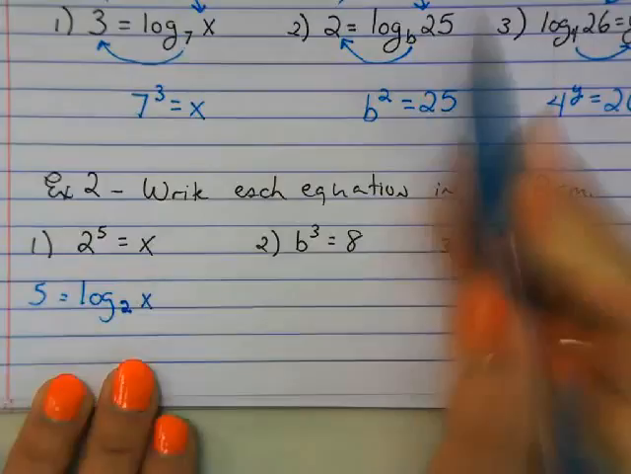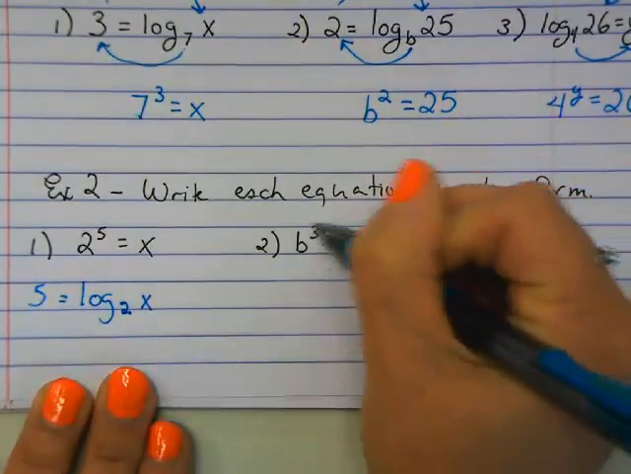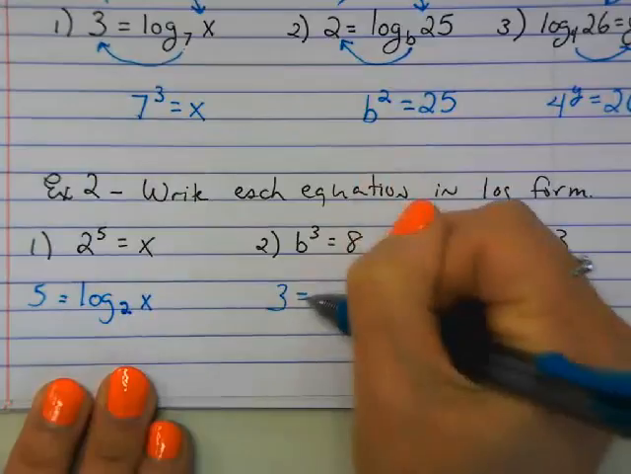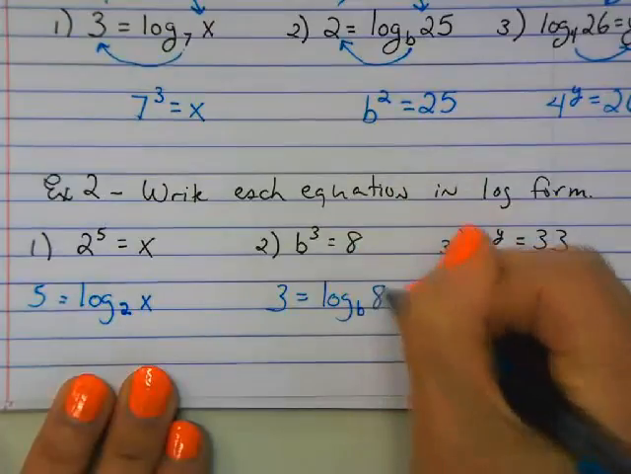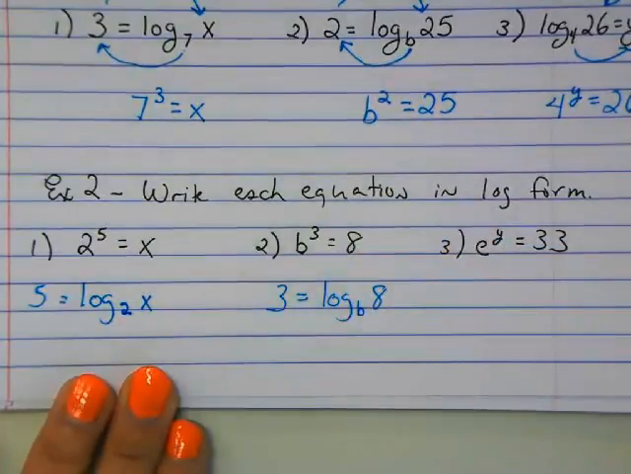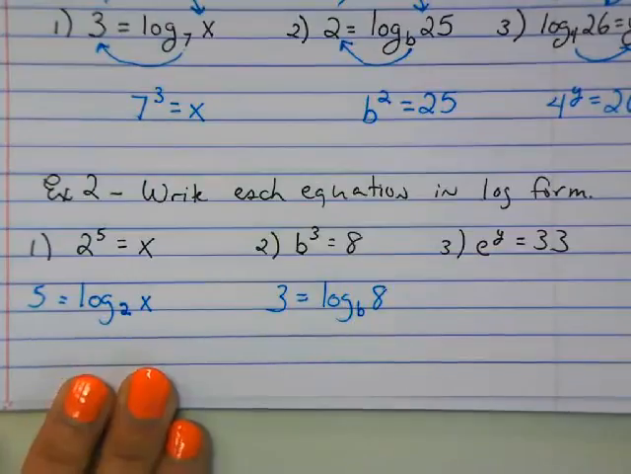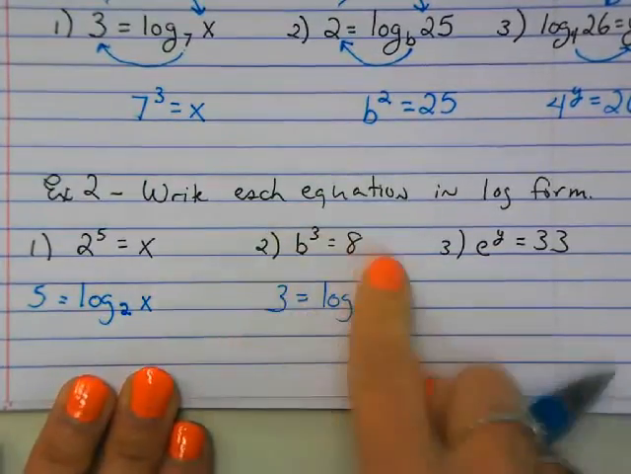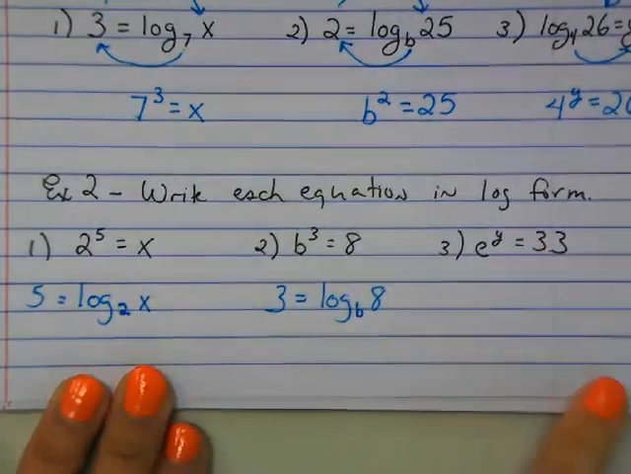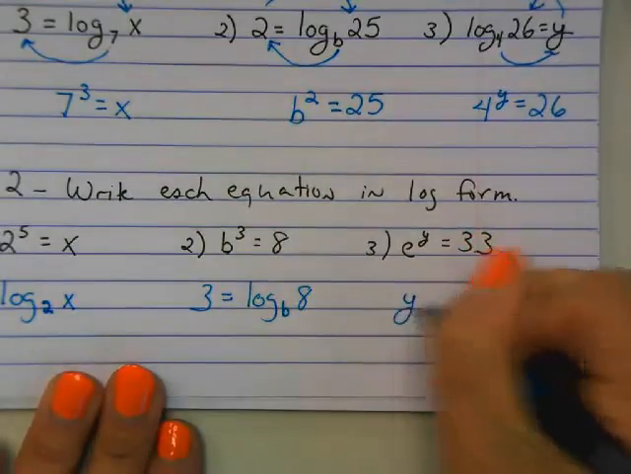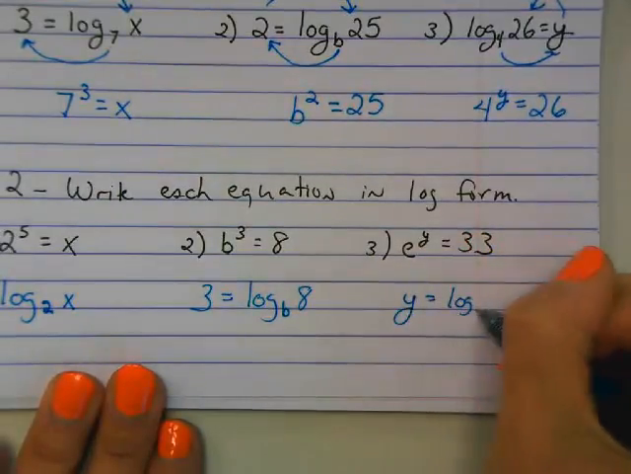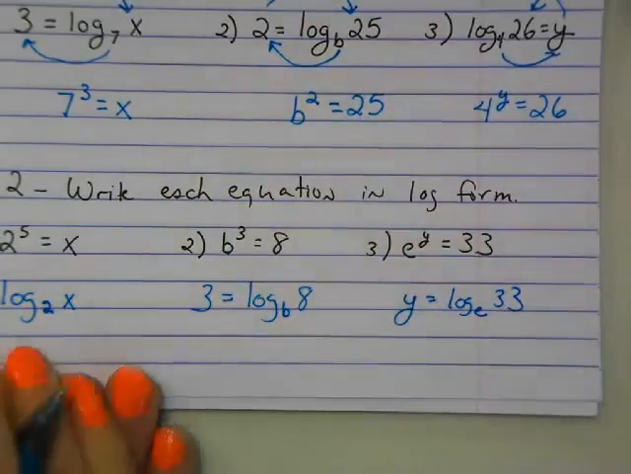Okay, so let's try number 2. Exponent goes alone. This b is my base. Now, if you ever want to check your work, if you're just not real sure, do the loop-de-loop, because most of us can loop-de-loop and make sure that it matches. Alright, so number 3, you try: exponent alone, log of the base. So hopefully you got y, the exponent, is equal to the log base e of 33. Alright?